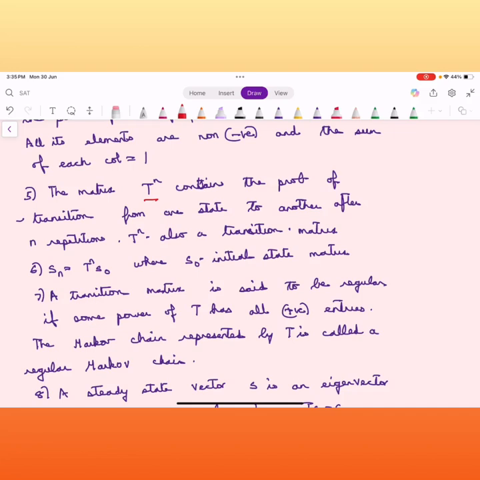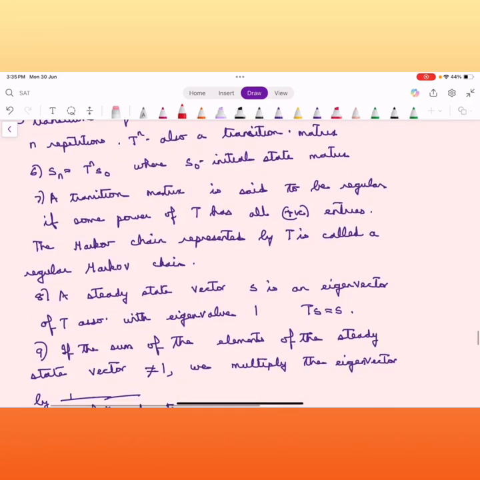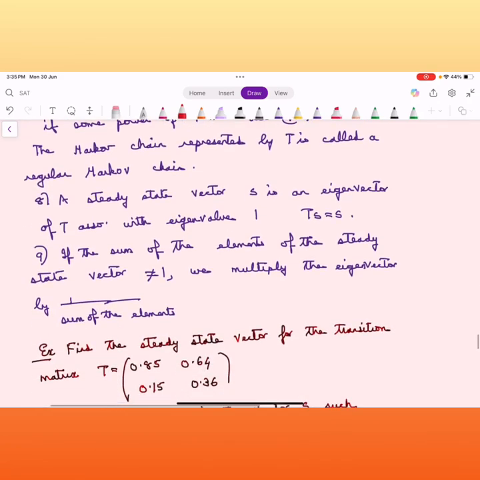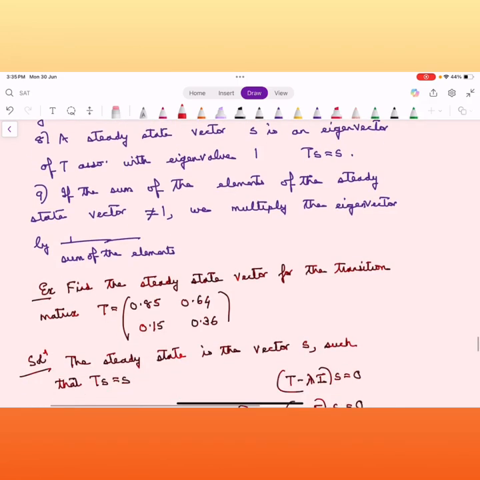Now a transition matrix is said to be regular if some power of T has all positive entries. And the Markov chain represented by T is called a regular Markov chain. Now a steady state vector S is an eigenvector of T associated with eigenvalue 1, Ts equal to S. If the sum of the elements of the steady state vector is not equal to 1, we multiply the eigenvector by 1 by the sum of the elements.